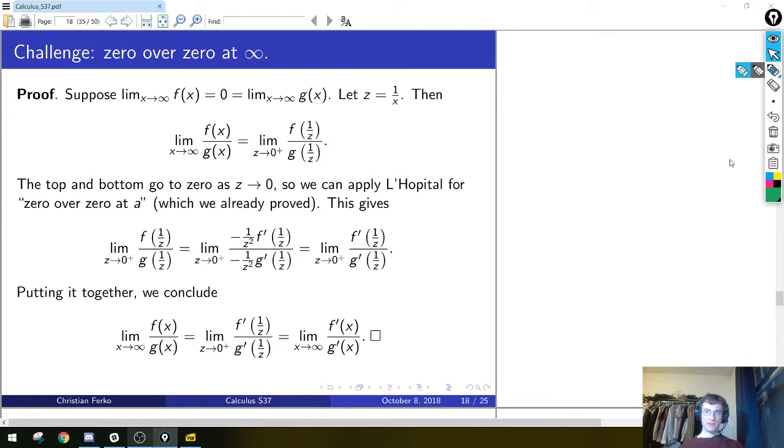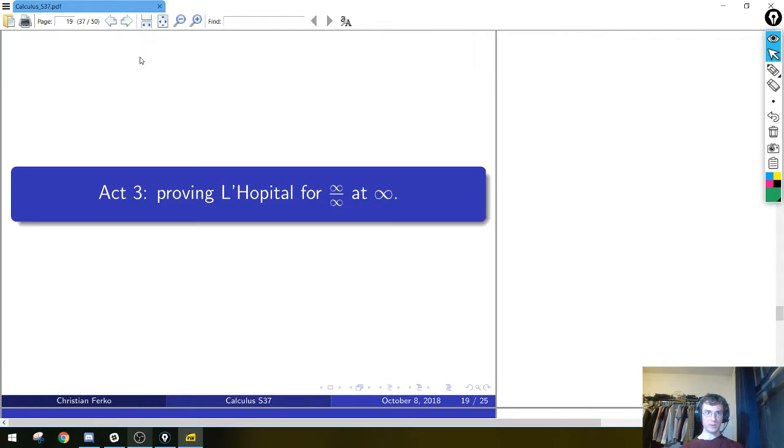Yeah, I think this is basically what we just did. Swap this for a limit of these quotients. Top and bottom go to 0, as you say. Apply L'Hopital for 0 over 0 at a, which we proved. Get these minus 1 over z squareds, which cancel. Get this ratio, and then convert back to a statement about x's. So not a bad proof. The next one is much worse. So before we do that, any comments on the previous sections?